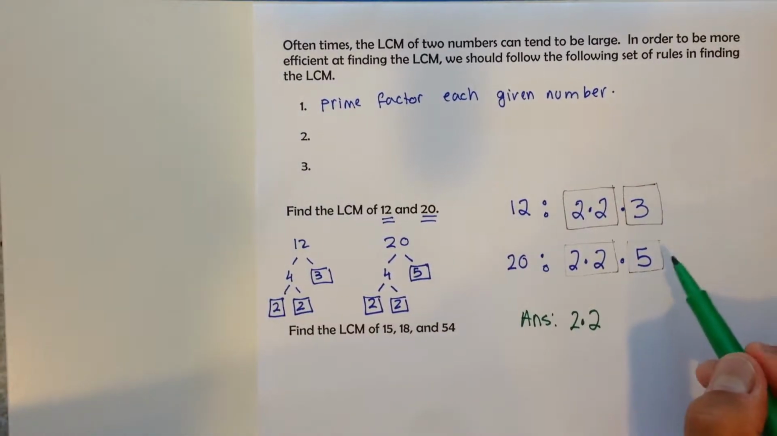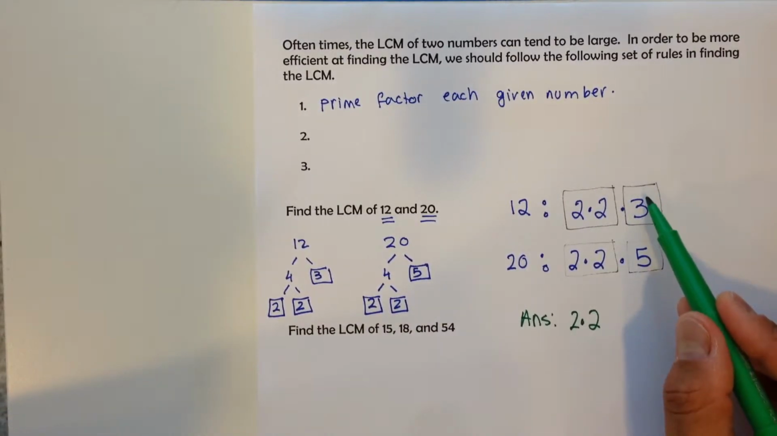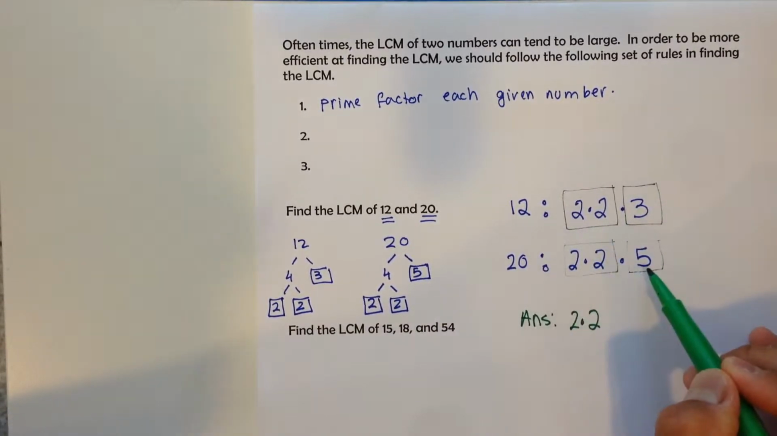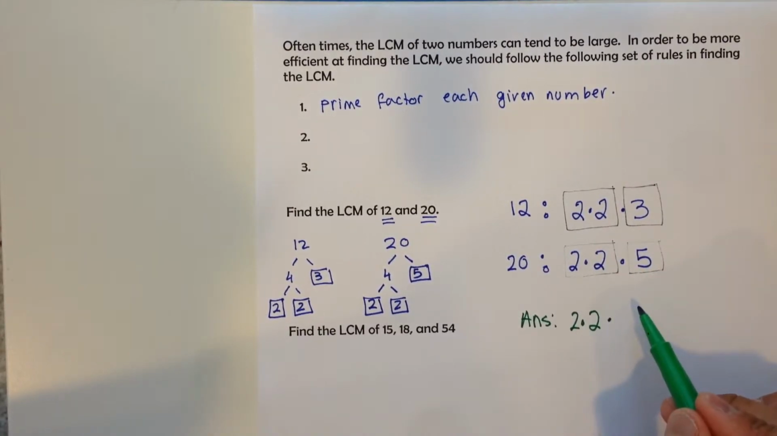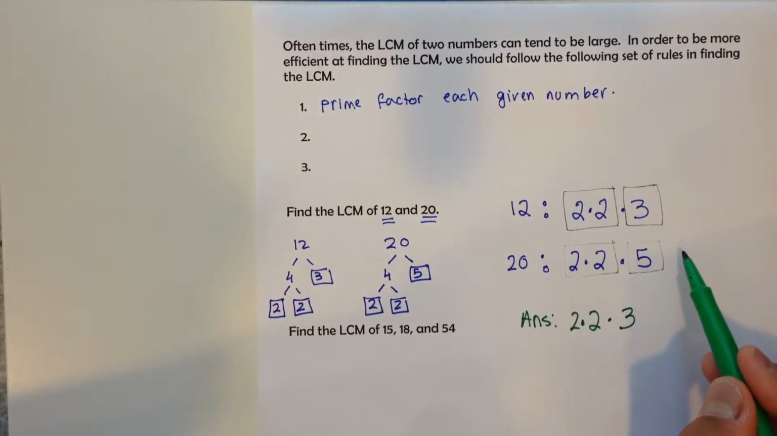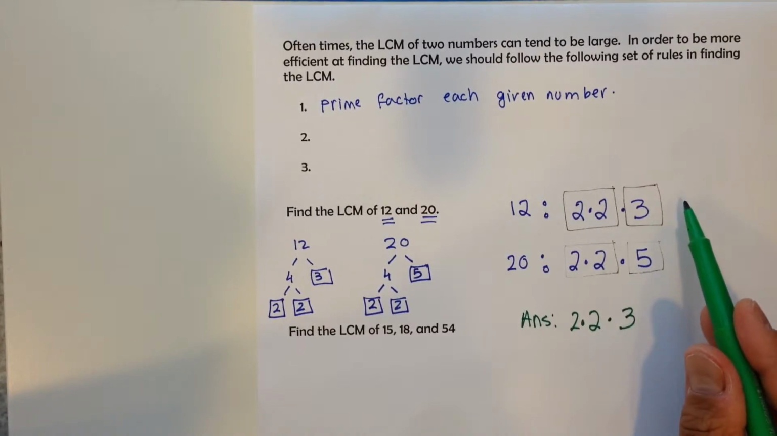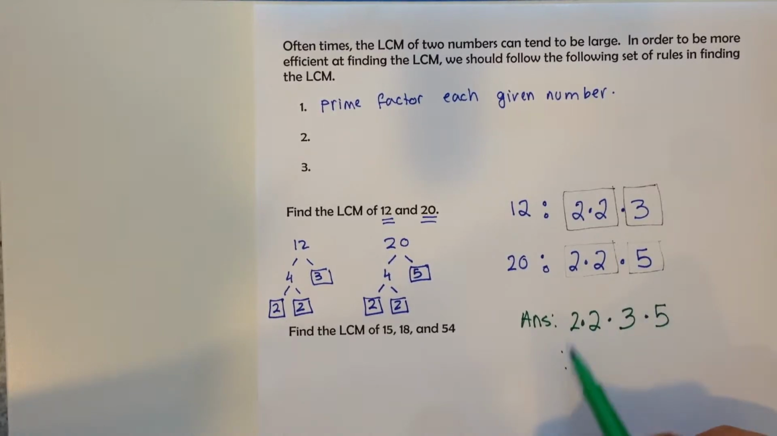Now the 12 has a 3 group, but the 20 doesn't. So what you do is you keep that 3. And then the 20 has a group of 5, of just 1 5. However, the 12 doesn't. So you keep that 5. Alright. Multiply these together, you get 15 times 4 is 60. Alright, so therefore you get 60 for your answer.